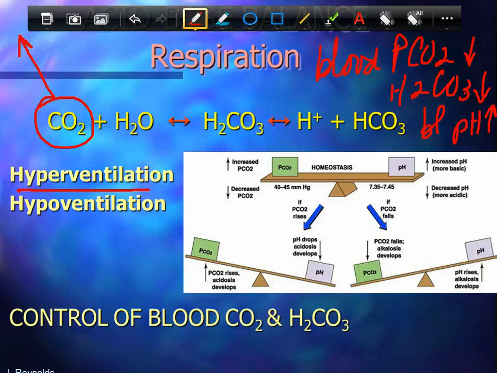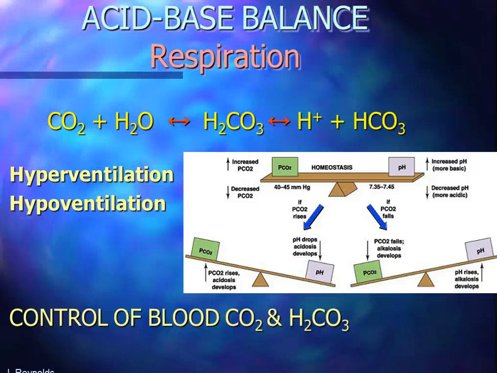Now your breathing affects that. If you slow your breathing down, instead of hyperventilating, that allows CO2 to accumulate. Your PCO2 goes up, your carbonic acid goes up, your blood pH goes back down. Flip side with hypoventilation. Think about it.